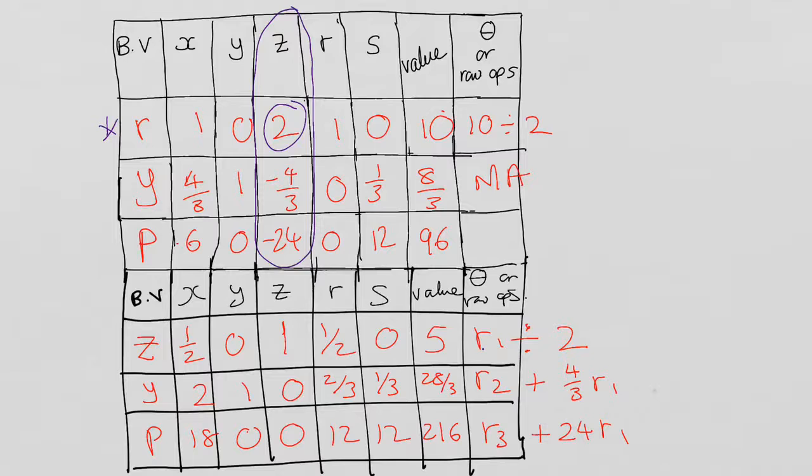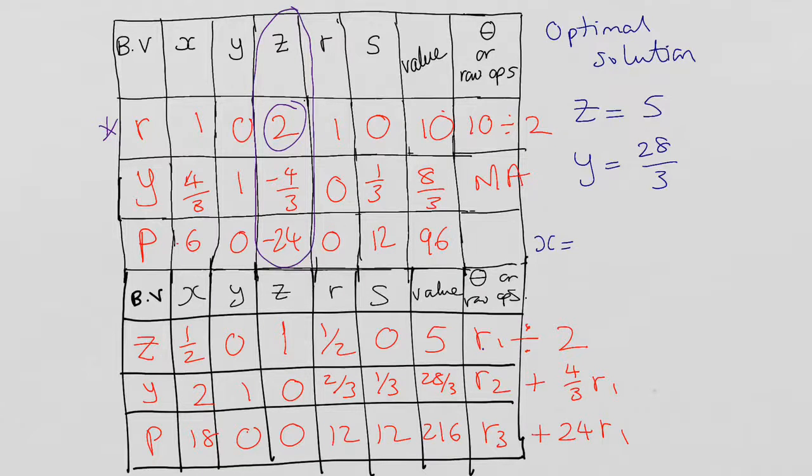So that means I've got a solution. I've got an optimal solution here. Perfect. I don't have to go any further. Optimal solution. In my basic variable column, I have a Z with a value of 5. I have a Y with a value of 28/3. This makes all the other variables 0 because they don't appear in the basic variable column. And this gives me a profit of 216.